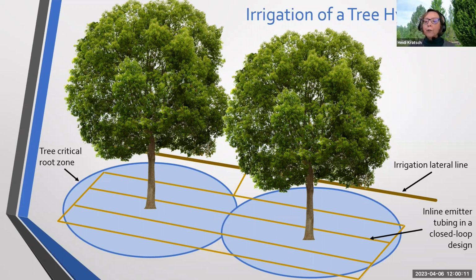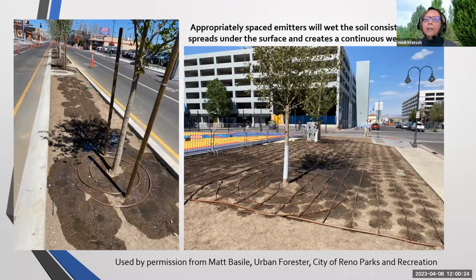So maybe you'll have trees along the side of your home, or maybe you've got a windbreak, or even in a parking strip, you can use this strategy for irrigating your trees in those situations. So let's take a look at some practical examples of how this has been used in urban settings.